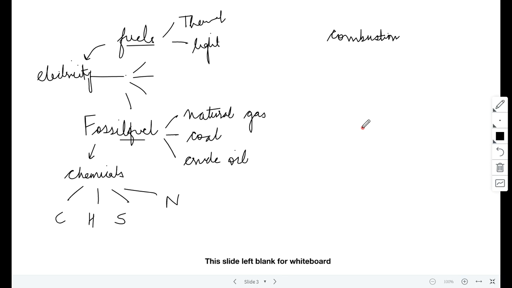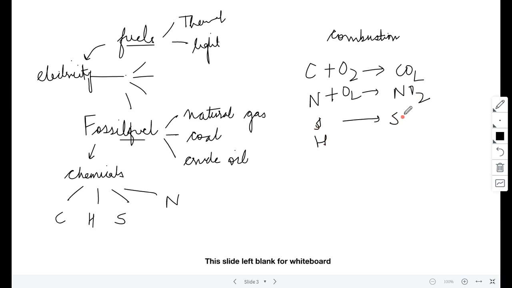When these fuels are burned in the presence of oxygen, they basically form oxides. Carbon combines with oxygen to form carbon dioxide. Nitrogen reacts with oxygen to form nitrogen oxide, nitrogen dioxide. Similarly, sulfur will give sulfur dioxide.